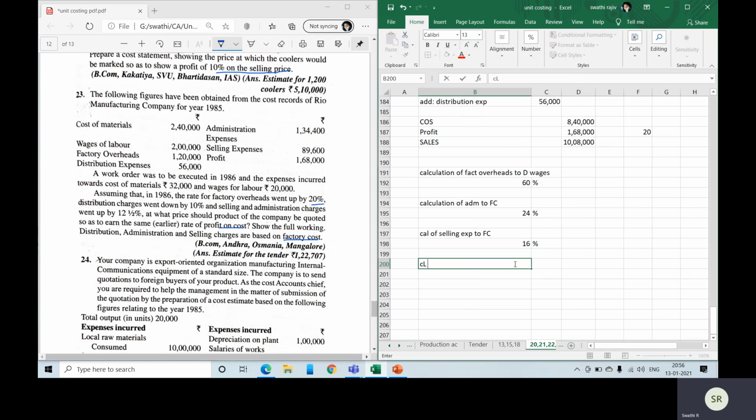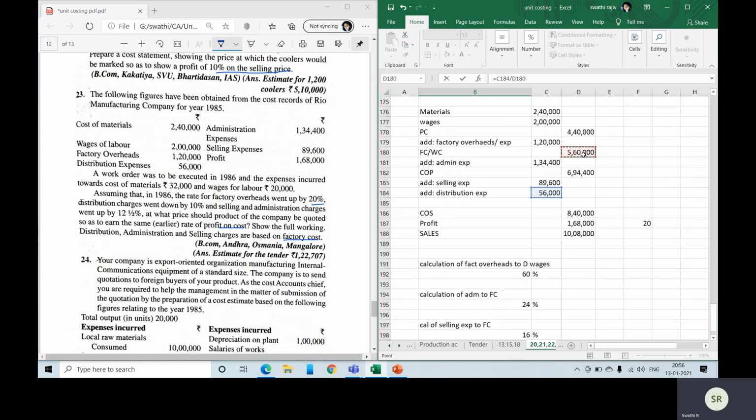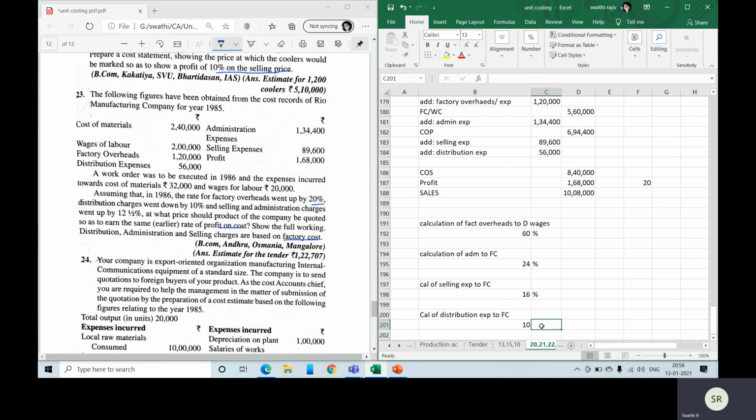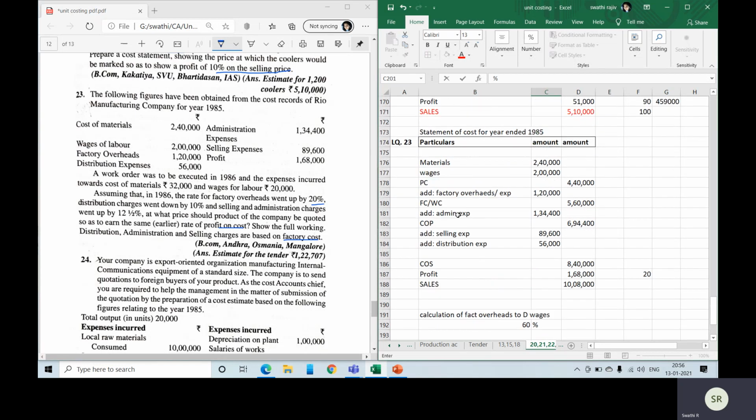And one more is there, the calculation of distribution expenditure to factory cost. And how much is that? My distribution expenditure is 56,000 divided by factory cost of 5,60,000 into 100, which gives 10%. Okay. The only thing we have done is just added selling expenditure and distribution expenditure and calculated it out here. That's it.